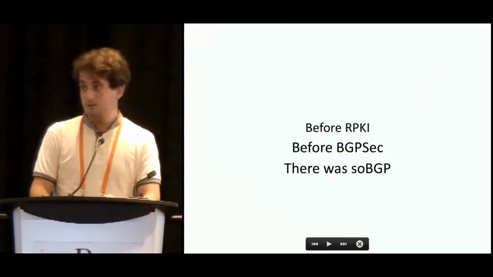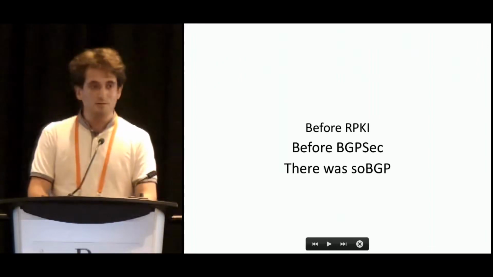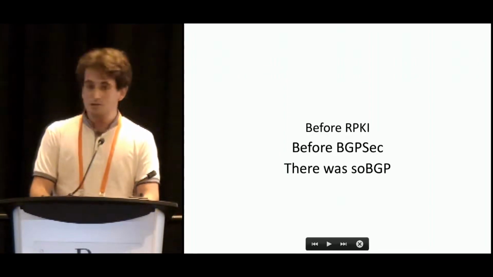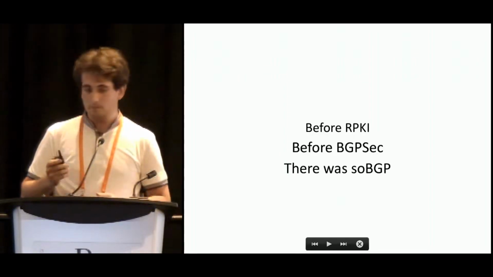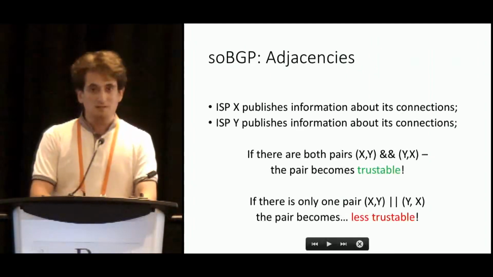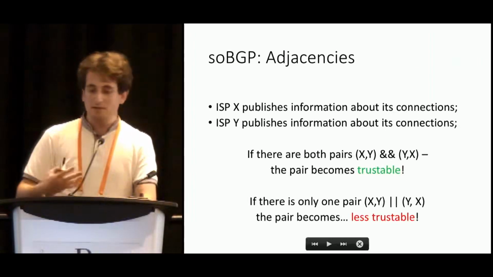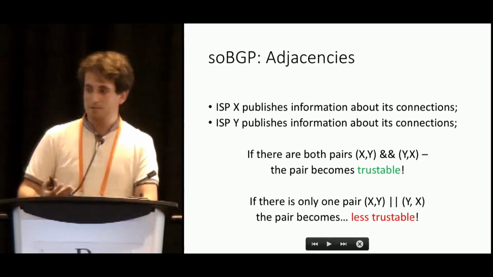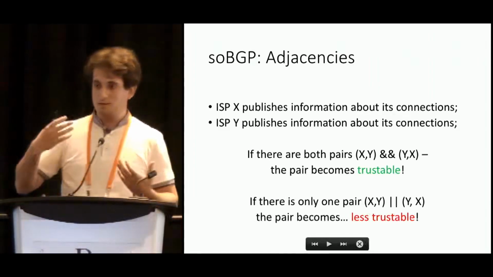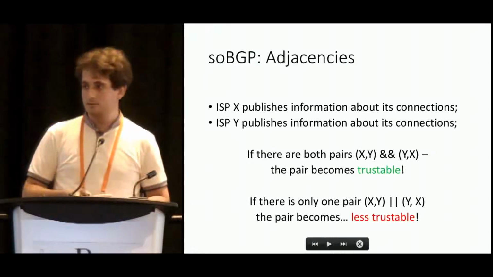Let's speak about another mechanism that was a competitor of BGPsec and was even introduced before RPKI. It was called soBGP. soBGP was suggesting to use, instead of strong cryptographic validation, verification using an external database. So ISPs were supposed to list other ISPs that they are connected with.